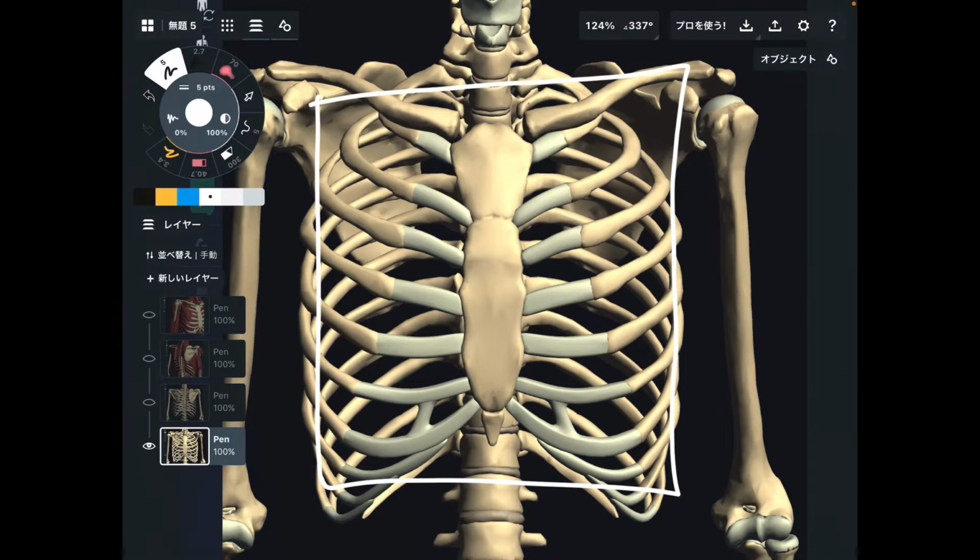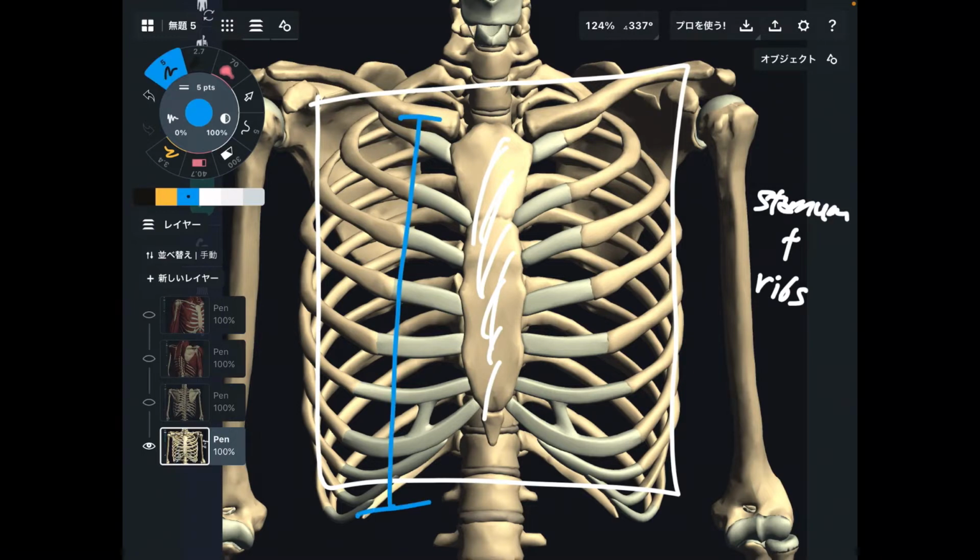There are basically three components in the thorax. First things first, this is the sternum. The next component is the ribs. How many ribs are there in the human body? There are 12 ribs on one side and 12 ribs on the other side, so there are 24 ribs. The last component is the thoracic spine.